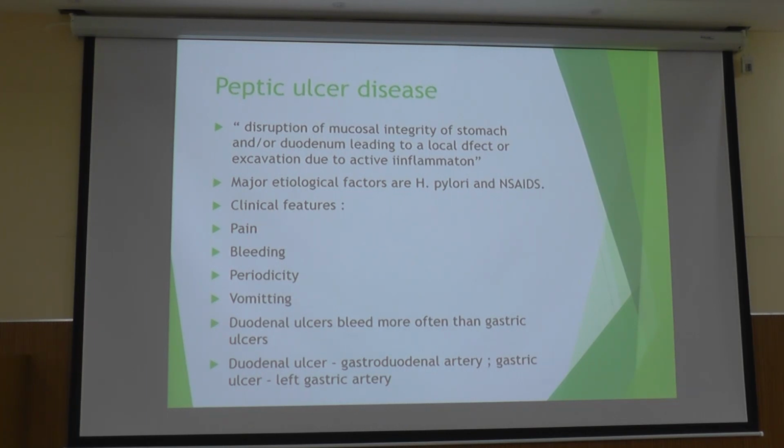As we said, peptic ulcers can occur in the duodenum as well as the stomach. Duodenal ulcers have more tendency to bleed than gastric ulcers. The source of bleeding in duodenal ulcers is the gastroduodenal artery, and in gastric ulcers, it's the left gastric artery.